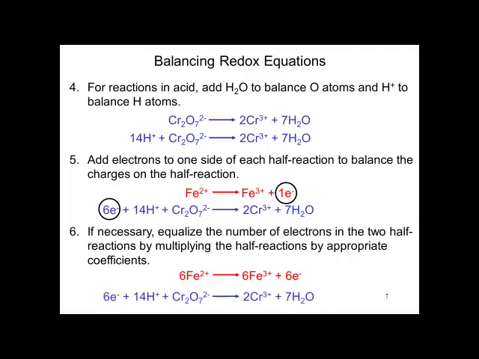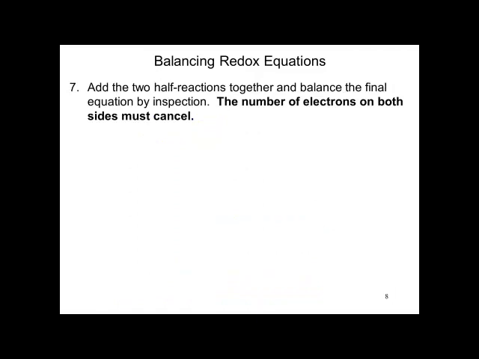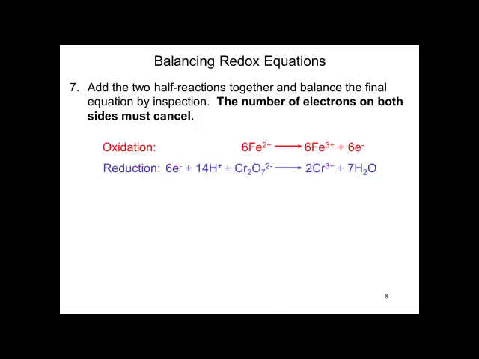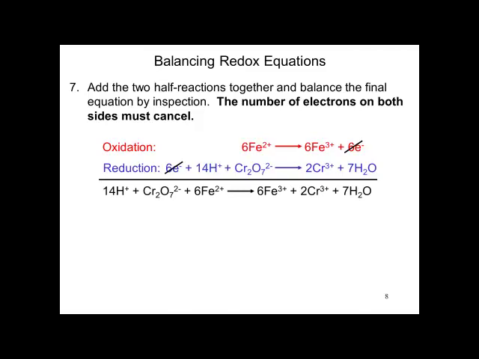Now we just have to add the two together. Add the two half reactions together and balance the final equation by inspection. The number of electrons on both sides must cancel. The final answer is 14H+ plus Cr2O7 2- plus 6Fe2+ yields 6Fe3+ plus 2Cr3+ plus 7H2O. The best way to do and understand redox reactions is to balance a whole bunch of them. Just practice. We will do some in class.